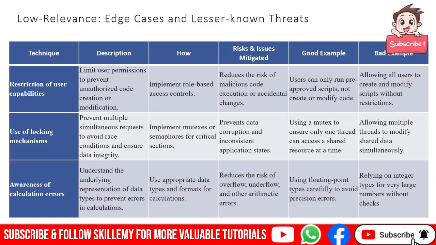Moving on to the restriction of user capabilities, this practice is vital for maintaining code integrity. By implementing role-based access controls, developers can restrict who has the authority to create or modify code within the system. This not only limits the potential for malicious actions, but also safeguards against unintentional errors by users who may not fully understand the implications of their changes.